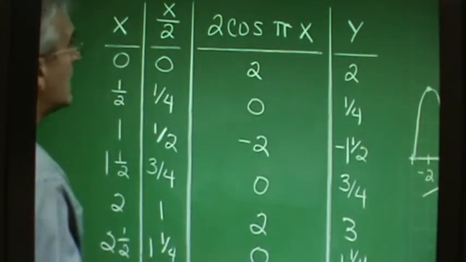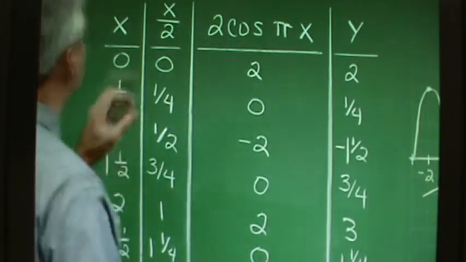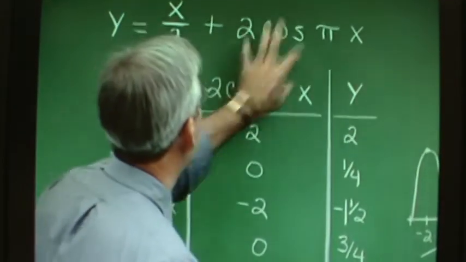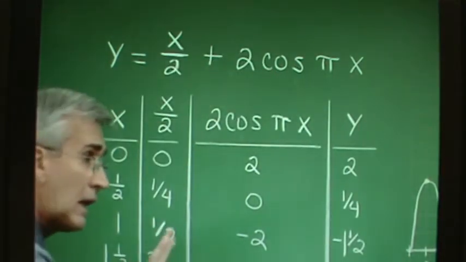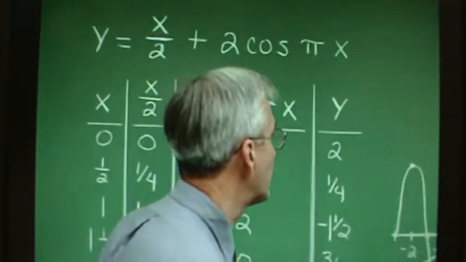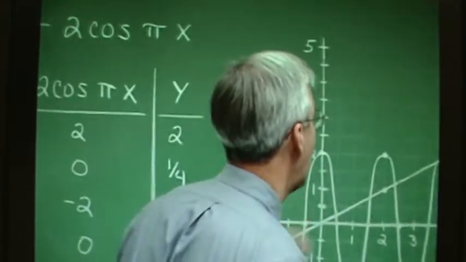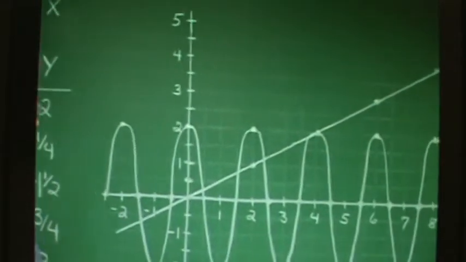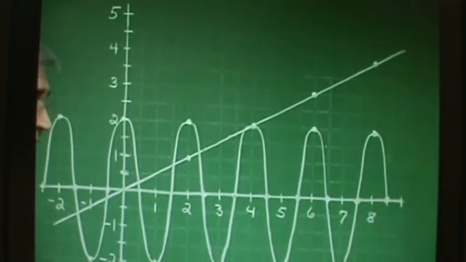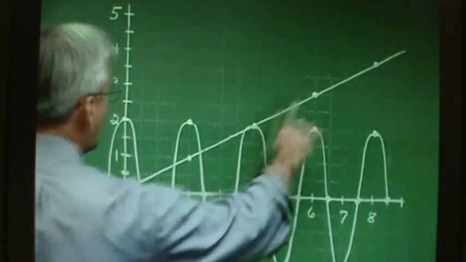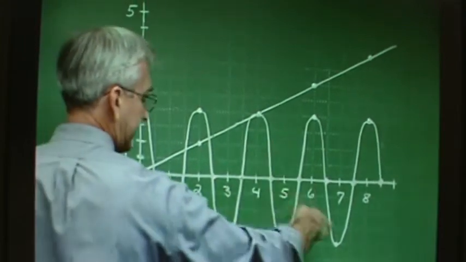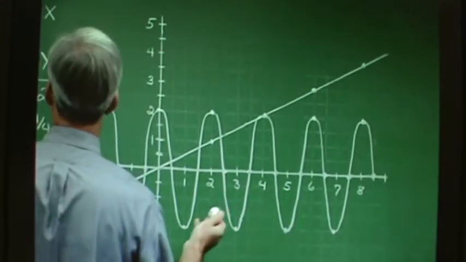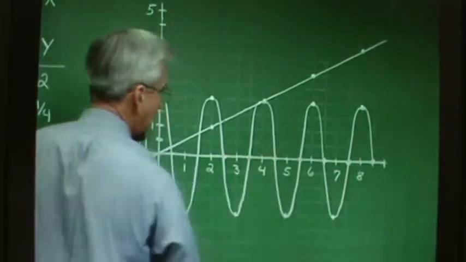Now, another technique is to graph this and graph that as separate graphs, and then add y values. Let me show you what I'm talking about. I have constructed the graph of those two right here. Can you pick out which is which? I'm sure you can. This is the graph of x over 2, and this is the graph of that cosine curve. It's actually 2 cosine pi x. All right, here's that curve.